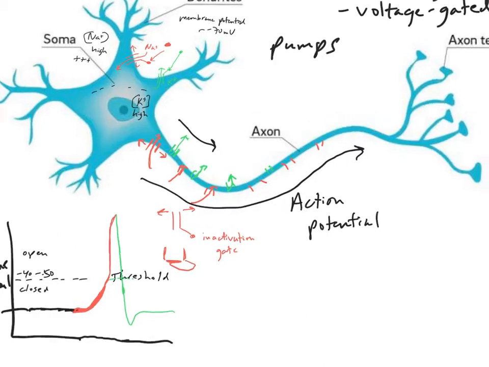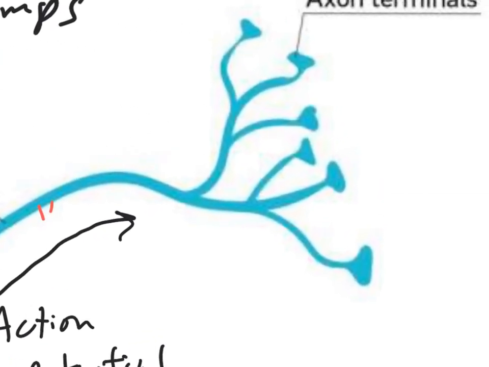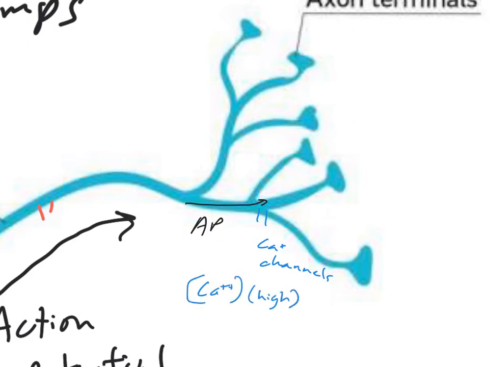And so now, if we take a little closer look at the end, we need to add one more player. So we now have calcium channels. And these are also voltage gated, meaning that they open at the same threshold. So when that action potential reaches here, they are going to open because they are depolarized. And so calcium is also high out of the cell and low inside the cell. So when those calcium channels open, calcium floods in. And their main role is to activate these neurotransmitter vesicles.